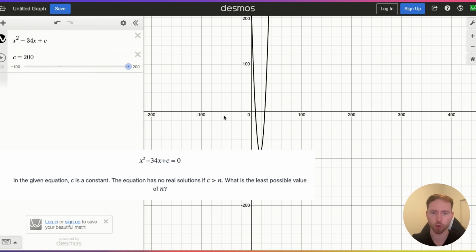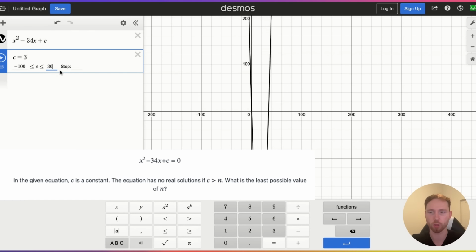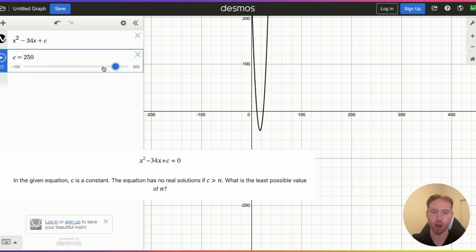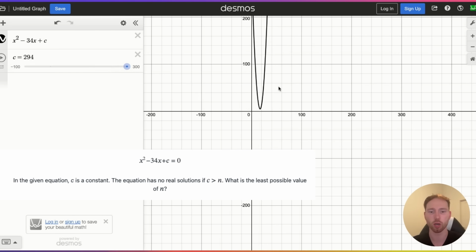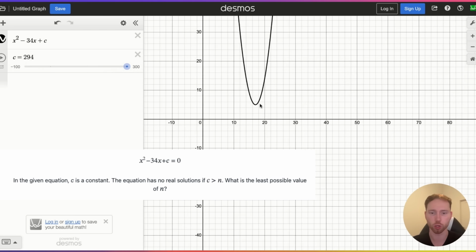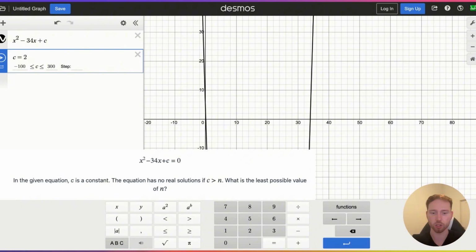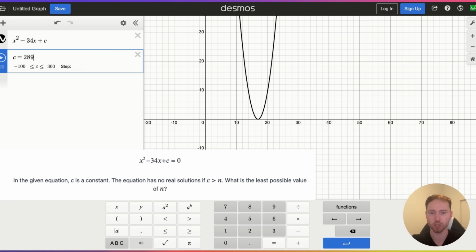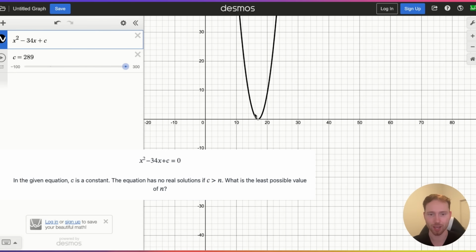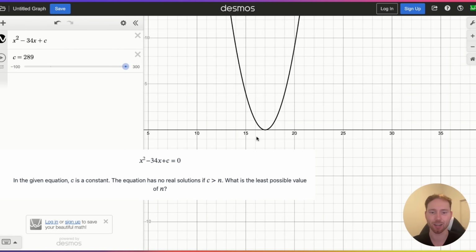Moving it even further up, I can see it's inching its way towards no solution and going above the x-axis. So I'm going to expand it one more time to 300, click enter. I can see around 294 is when there begins to be no solution. And then you can click it and start typing in the numbers exactly. So I can see at 290, it's just above it. At 289, look at that. At 289, there's 1 solution.